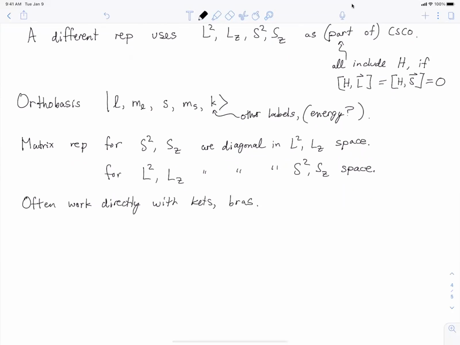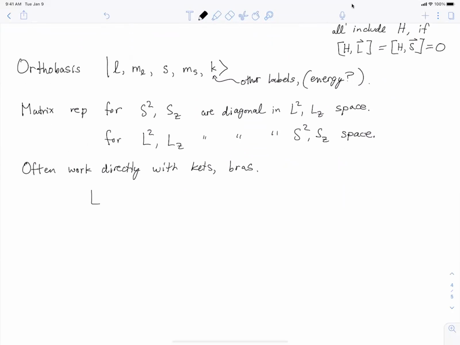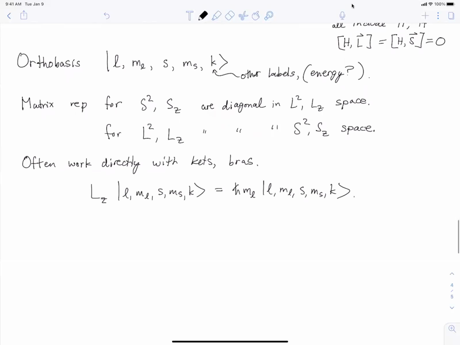Okay, and so the way that works is, let's say you have LZ acting on one member of this thing. It doesn't care what S and M sub S are. This is just going to give you h bar M sub L times the same thing. That's what it means to be diagonal in the spin space. All right, any questions on that?